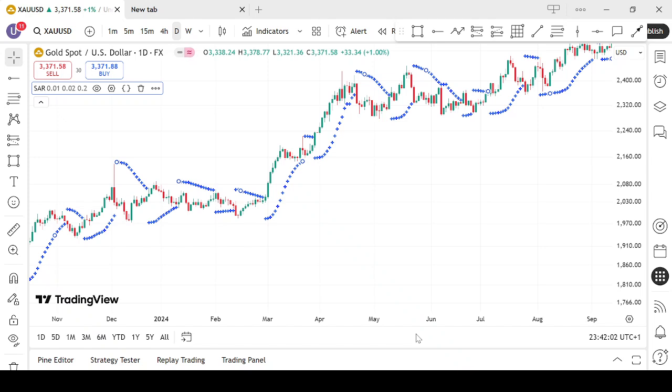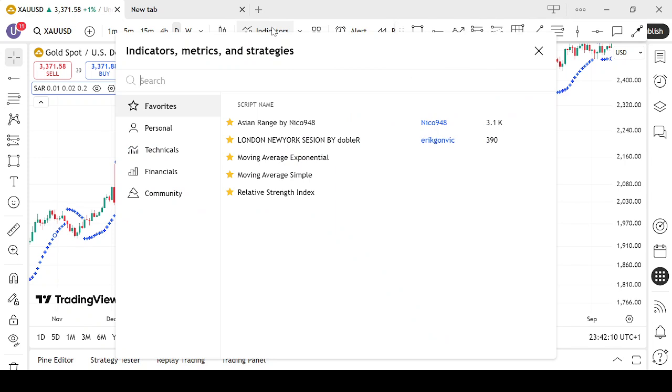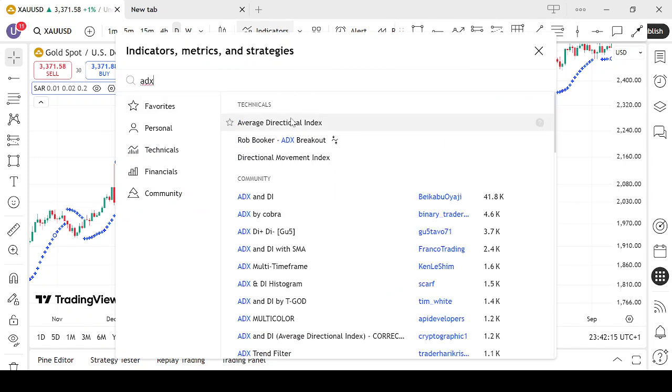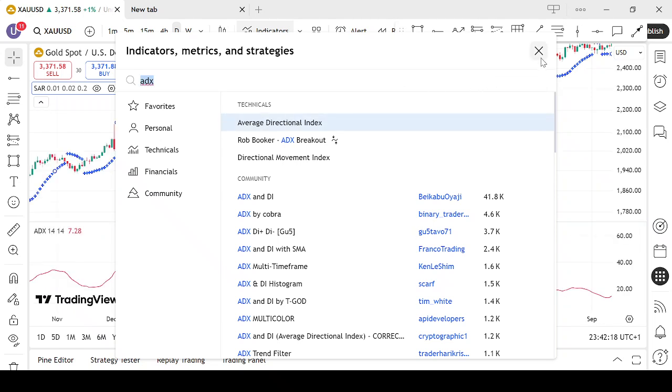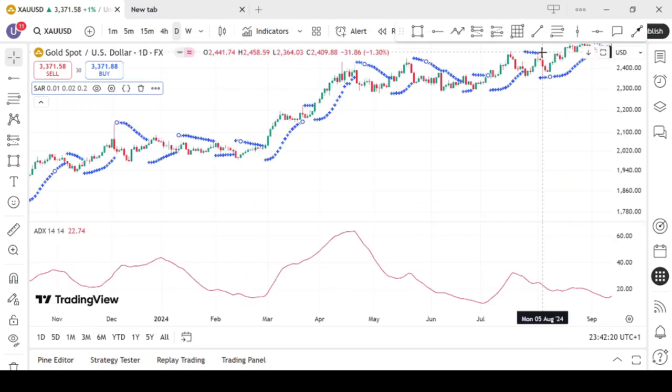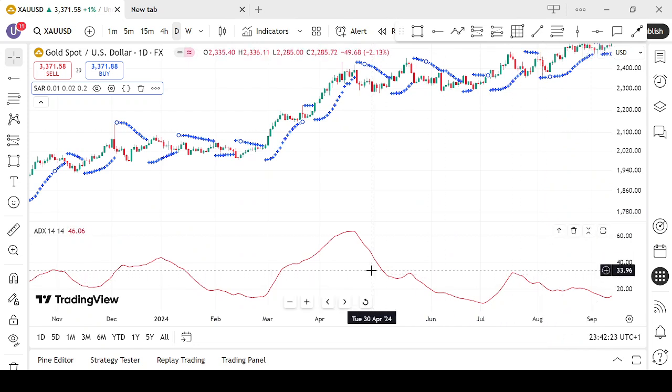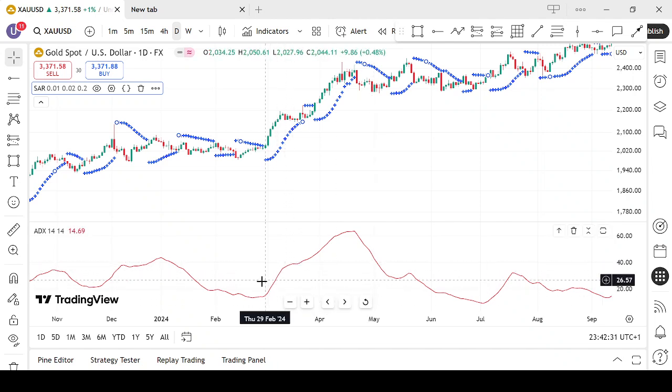For optimal results, you can actually combine your Parabolic SAR with an ADX indicator. The ADX, which is the average directional index, can be an indicator you can combine with. This will help confirm the strength of the trend with readings above 25 indicating a strong trend. When you notice the reading on the ADX is above 25, it means a strong trend. Then when it is below 25, it means a weak trend.